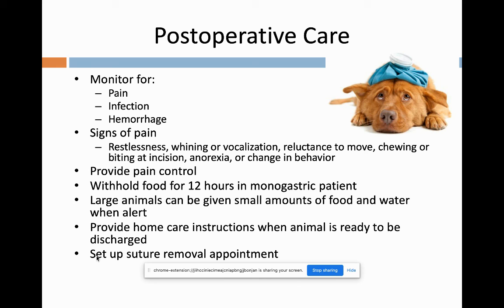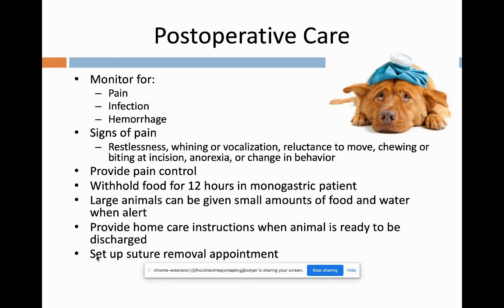Post-operative care. Once the procedure is finished, once the animal is out of recovery, possibly at the point that the animal is then returned back to the owner to be taken home, it's important to monitor the pain, infection, and any bleeding that might take place after the surgery. Pain needs to be managed based off of the restlessness or the whining vocalization. Those are indicators of a level of pain. It may need to be managed based off of the situation at hand.